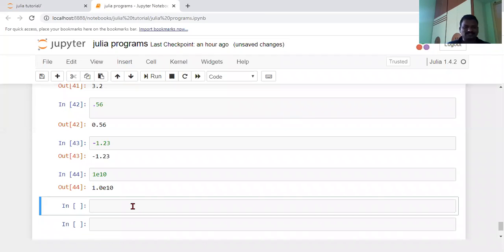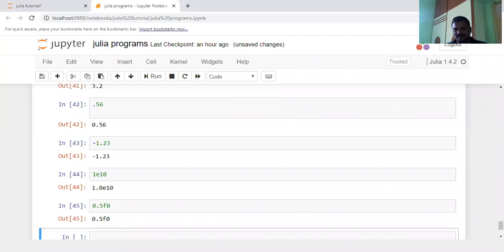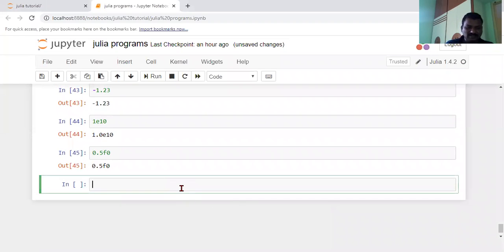Here, for example, you are writing E. Our system is 64-bit. If you want to write F, instead of writing an E, I am writing the F here. F means the 32-bit value, while for the 64-bit system you consider E. Here, that means 0 point F. In this way, you will calculate the literal values here.